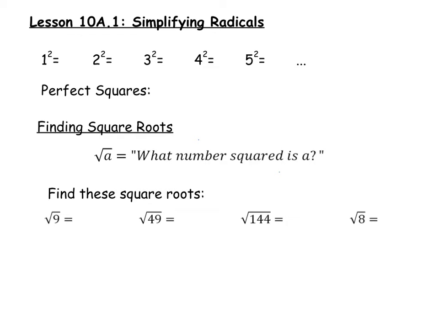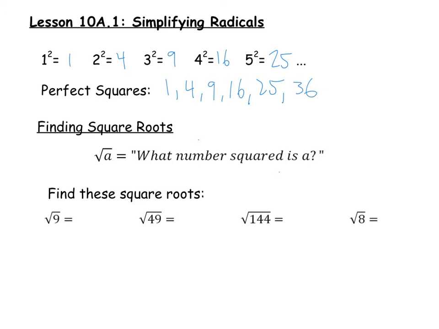So what we want to do now is simplify radicals, all right? And so we're going to talk about how we can simplify a radical, a square root. First, we're going to talk about what perfect squares are. We know that 1 squared is 1, 2 squared is 4, 3 squared is 9, 4 squared is 16, 5 squared is 25, so on and so forth. So these numbers 1, 4, 9, 16, and 25, these are called perfect squares.